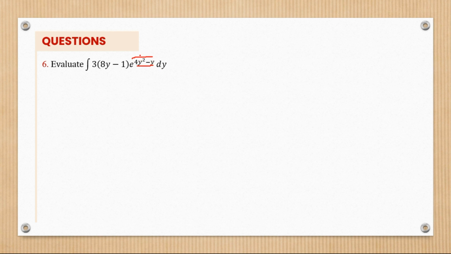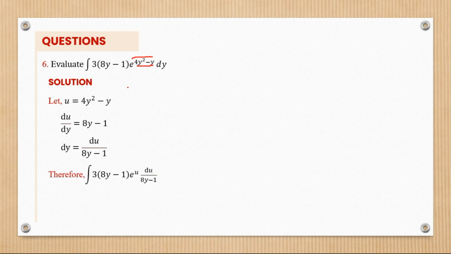As you can see that when I actually differentiate 4y squared minus y, it is actually going to be equal to 8y minus 1. So that means basically here, it's going to bring us a value that will easily cancel out with this 8y minus 1. So that means we can actually use u-substitution. So we're going to let u be equal to that power, 4y squared minus y. So du dy shall be equal to 8y minus 1, as you can already see. So let's make dy the subject and it shall be equal to du over 8y minus 1.